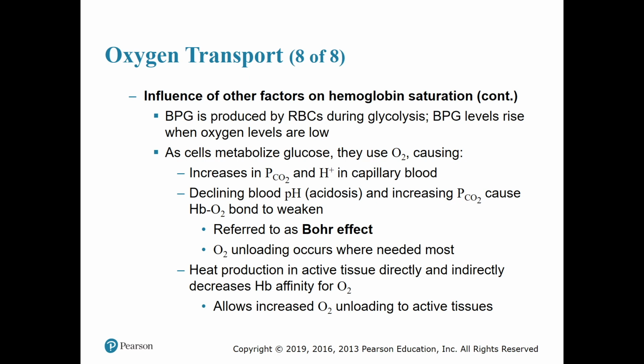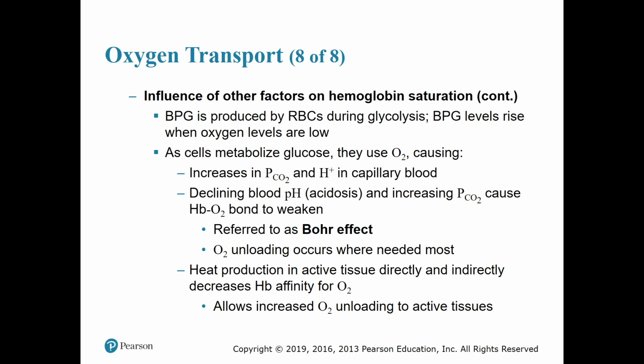As the cells metabolize glucose, they use oxygen, causing increases in the partial pressure of CO2 and H plus in the capillary blood. Declining pH, blood pH towards acidosis, and increasing partial pressure of CO2 cause the oxygen hemoglobin binding bond to weaken, and this is referred to as the Bohr effect. And this is related to the curve that I showed you with the effect of pH on the hemoglobin saturation curve.